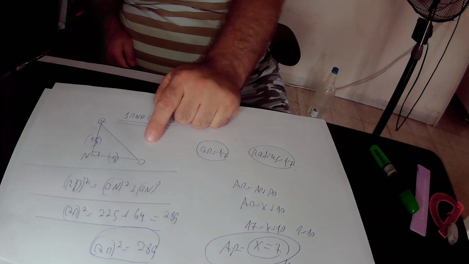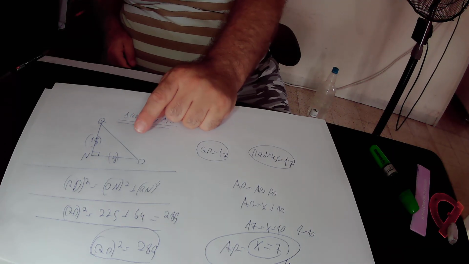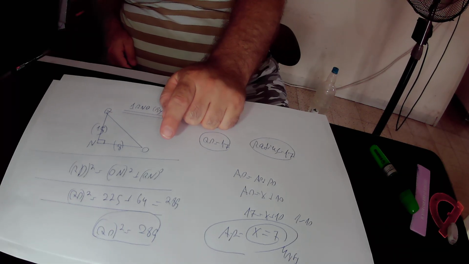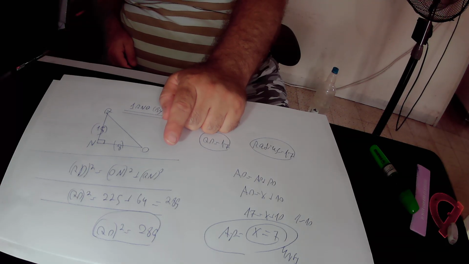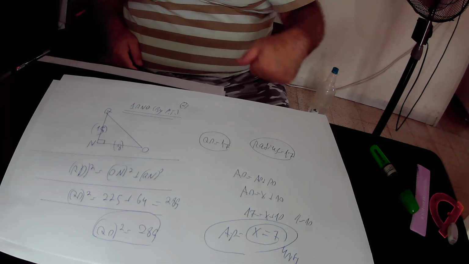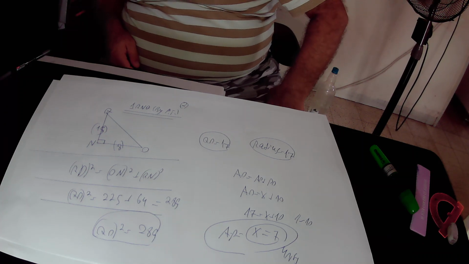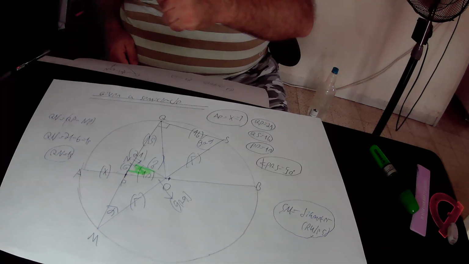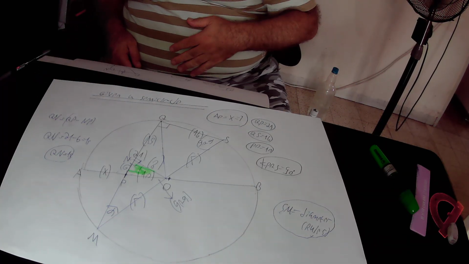QO is the missing side, so QO squared equals QN squared. QN is 15, therefore QN squared is 15 squared, that is 225, plus NO squared. NO is 8, therefore NO squared is 8 squared, that is 64. So in total, QO squared equals 225 plus 64, which is 289. If QO squared equals 289, then QO equals the square root of 289, that is 17. So we found out that the radius of this circle equals 17 units in length.